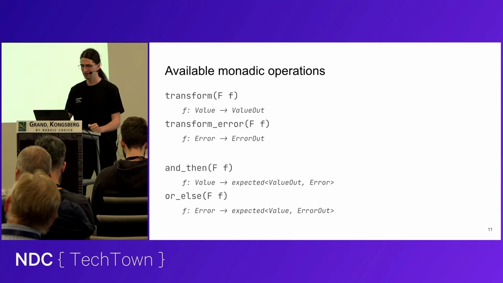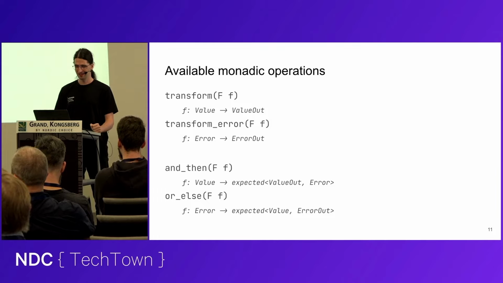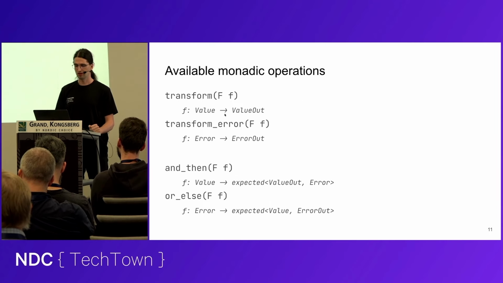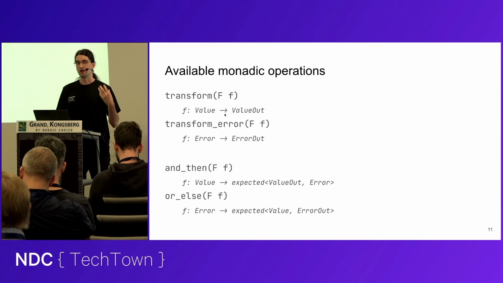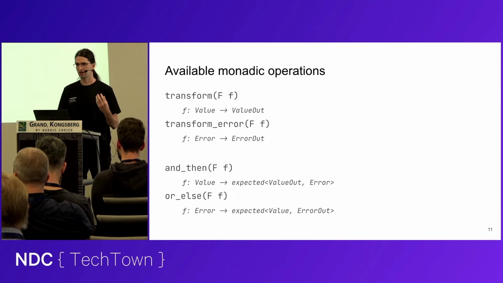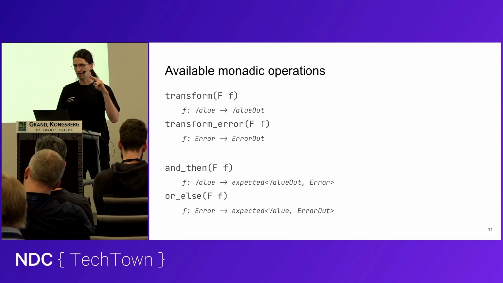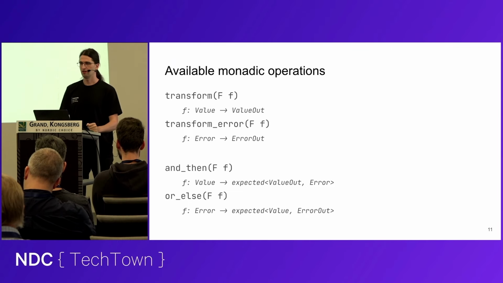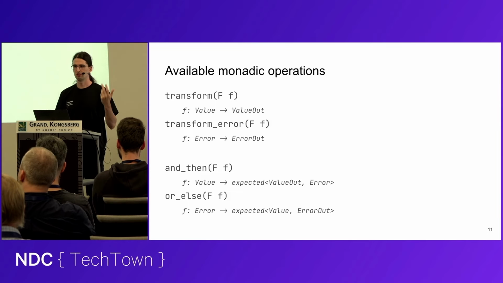So we have those for monadic operations, the transform and transform error, that's the simplest one, where you can process the error or value and change the type of it. And then and_then or or_else, that way you can do pretty much the same, but the difference is that you can either return an error from and_then or a value from or_else or rollback, and you can change either value or error type respectively, but not vice versa, so as not to lose the information about the type of either value or an error.